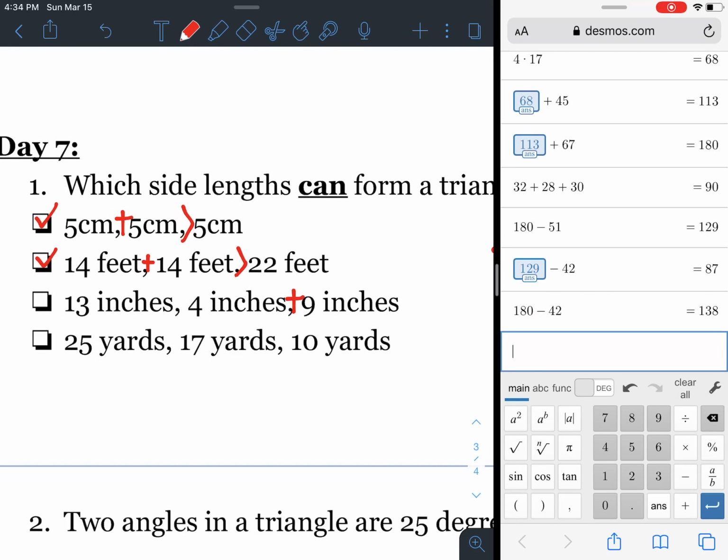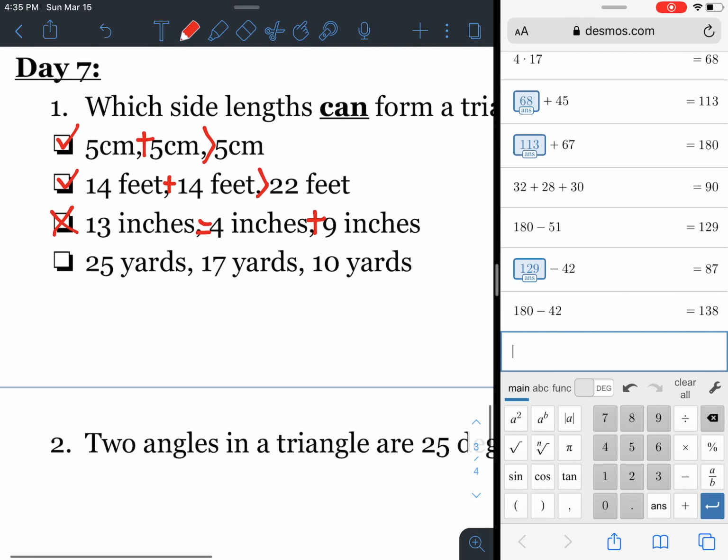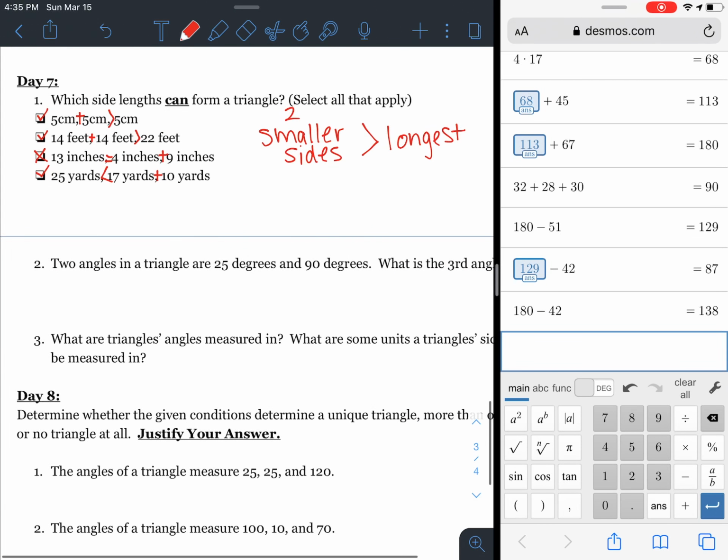Next one, 4 and 9 would be the two smaller sides. 4 plus 9 equals 13. That doesn't work. It has to be bigger. Last one, the two smaller sides would be 17 and 10. That's 27, which is bigger than 25. So that one works.